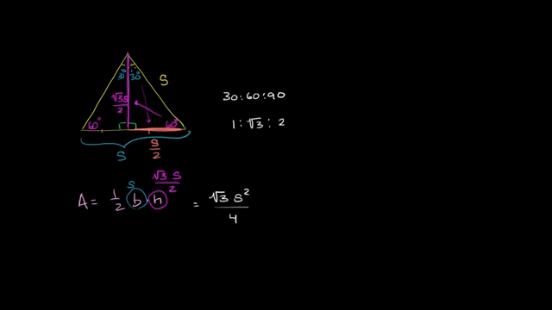So for example, if you have an equilateral triangle where each of the sides was 1, then its area would be square root of 3 over 4. If you had an equilateral triangle where each of its sides were 2, then this would be 2 squared over 4, which is just 1. So it would just be square root of 3. So we just found a generalizable way to figure out the area of an equilateral triangle.